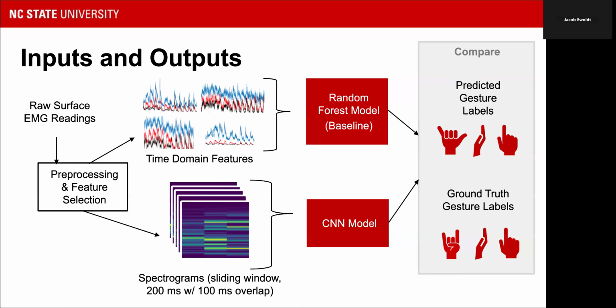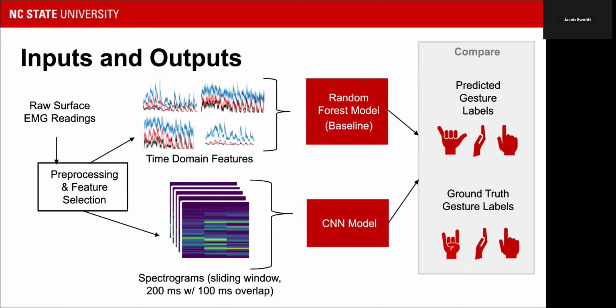The process starts with raw EMG signals and gesture labels. For our baseline model, we use time domain features to work with a random forest. However, with our CNN model, we pre-process the data into spectrograms, using a sliding window of 200 milliseconds with a 100 millisecond overlap. These spectrograms became the input for our CNN model, which then gave an output of the predicted gesture labels.